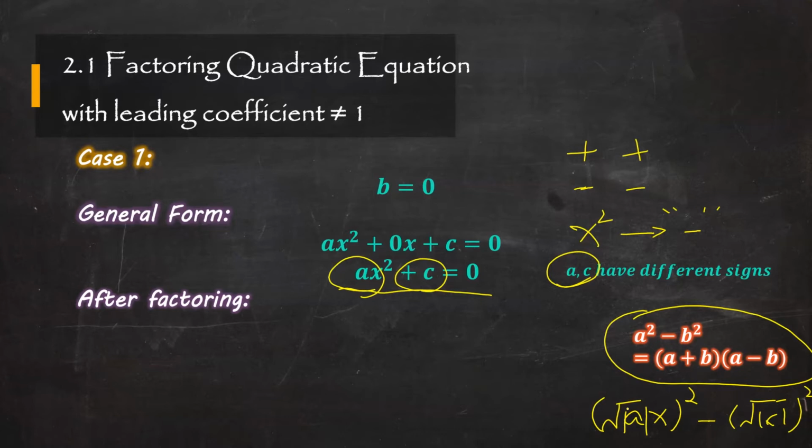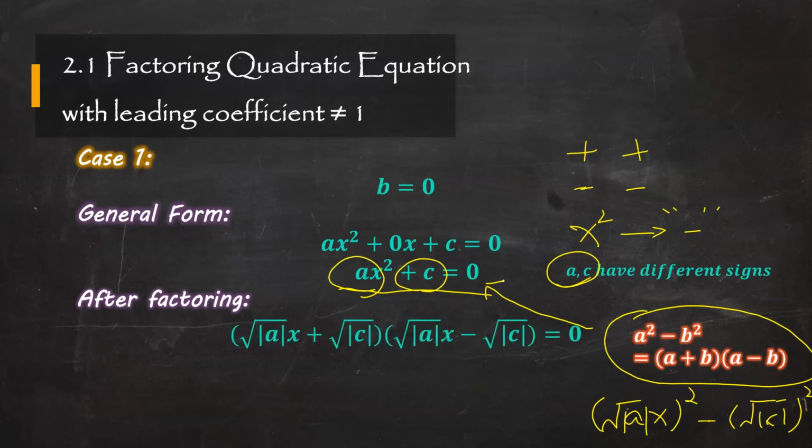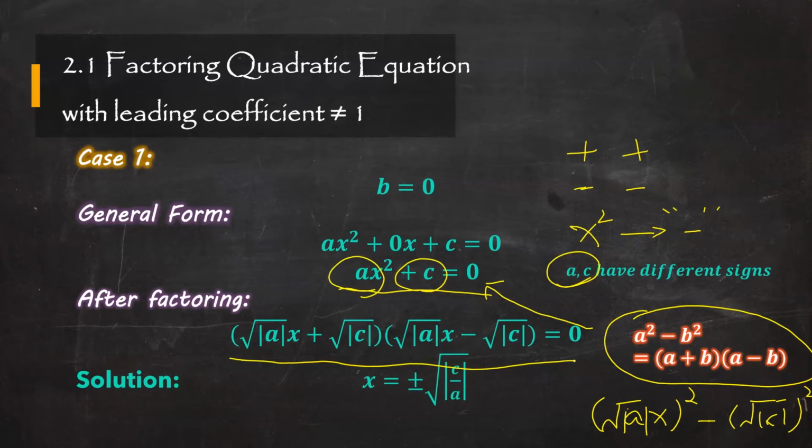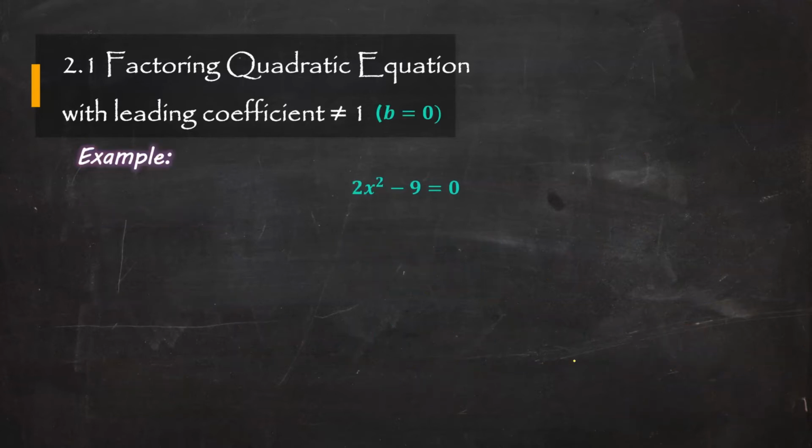Now we can apply this formula to this equation. So we have the square root of the absolute value of a, times x, plus the square root of the absolute value of c, times the same with a minus, equals 0. And now the solution would be plus or minus the square root of the absolute value of c over a. This is pretty straightforward. Let's do an example for this.